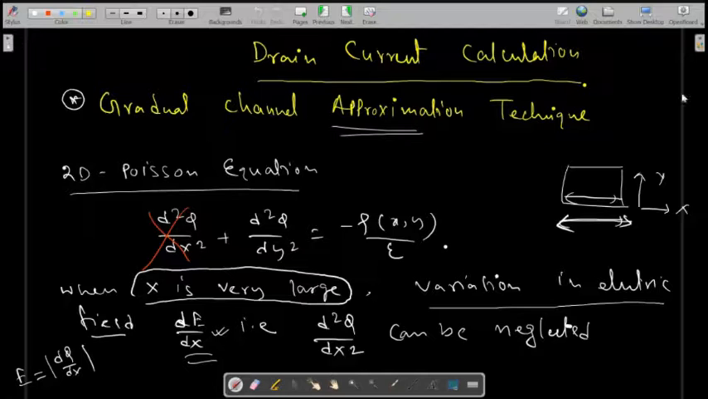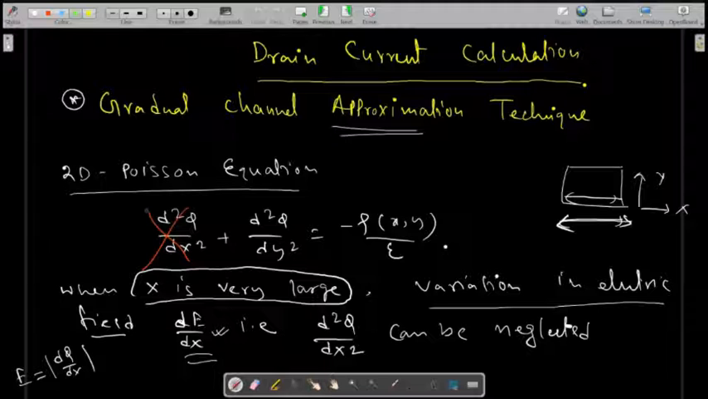So just take a look, in the previous class what we have discussed is that we have started the derivation of drain current using the gradual channel approximation technique. Okay, so actually what is gradual channel approximation? Here we consider only a one-dimensional electric field.